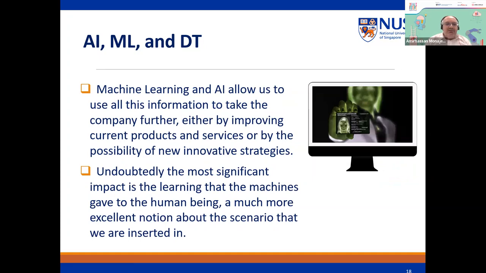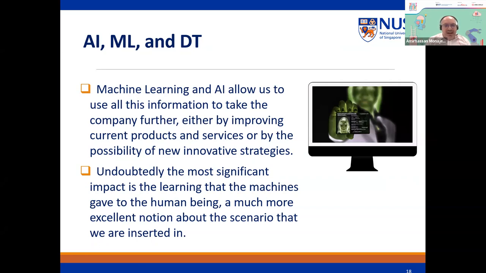Machine learning and AI allow us to use all this information and take our business further, either by improving current products and services, both product and services, or by the possibility of new innovative strategies. They will help you after digital transformation. Digital transformation, my friends, itself improves your performance. But after adding AI and machine learning to that, they can improve your performance even further by data analytics.